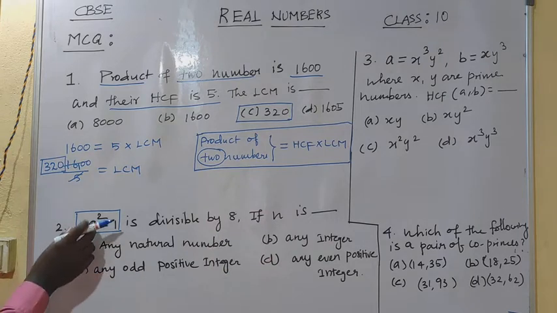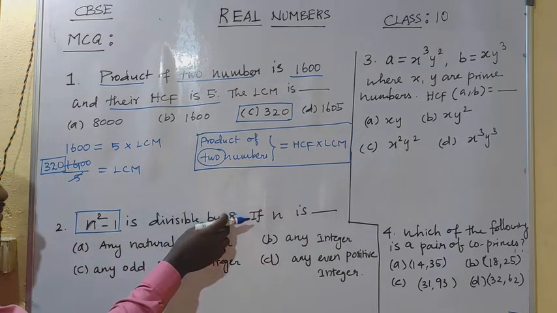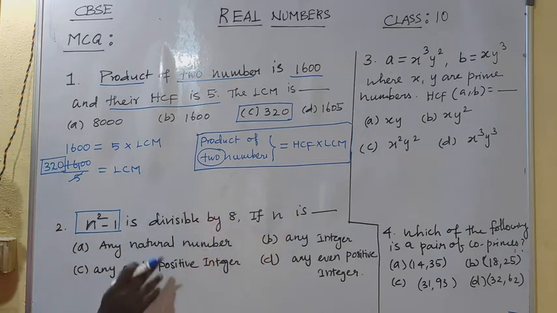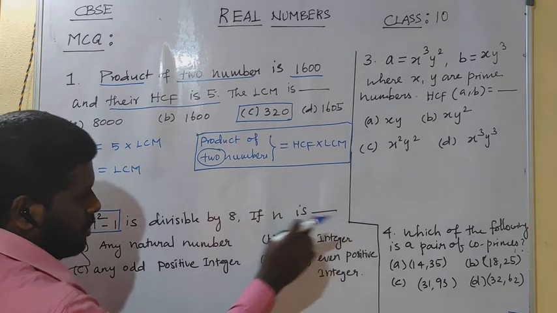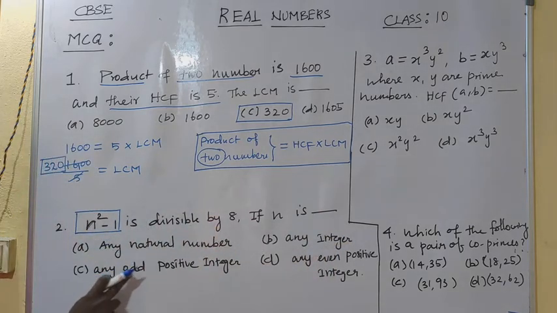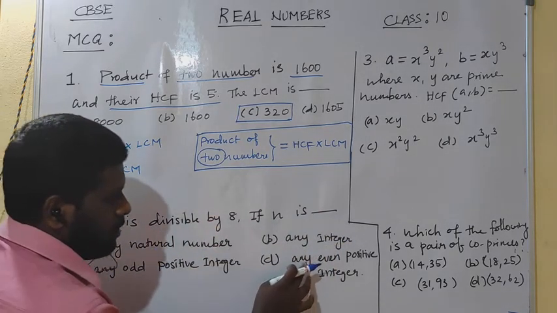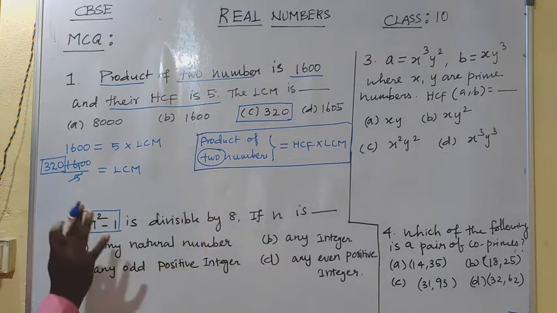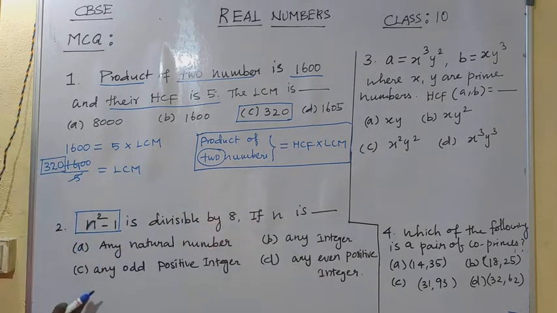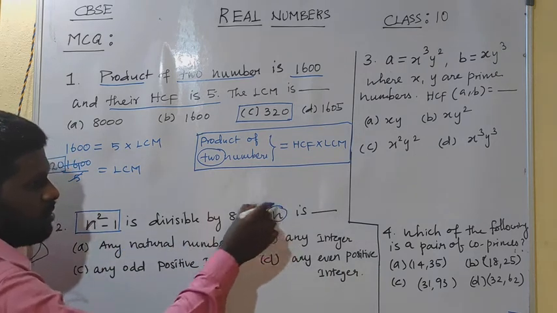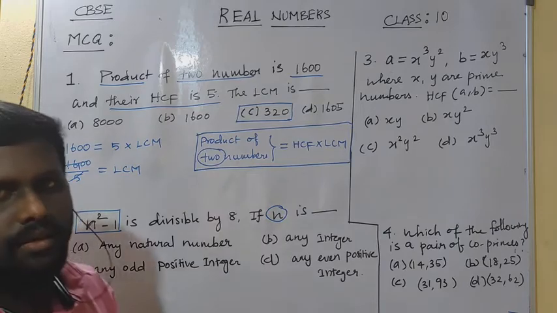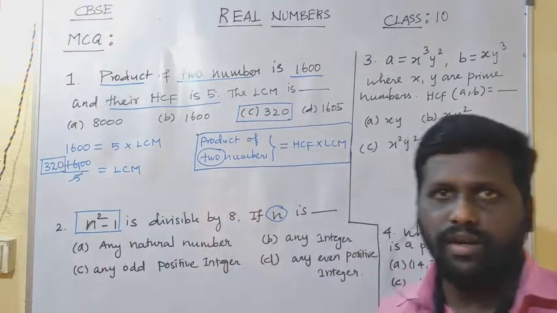So, if n square minus 1 is divisible by 8 means what about n? Can be n any natural number, or can be n any integer, or n can be any odd positive integer, or n can be any even positive integer. Okay, so among the four option, any one will be suitable for this n. So which one is right? This is the question they are asking. Okay, so just let us go for finding here children.